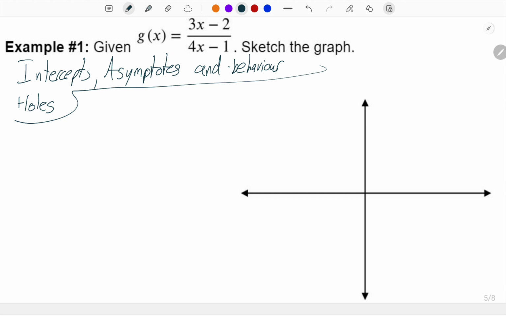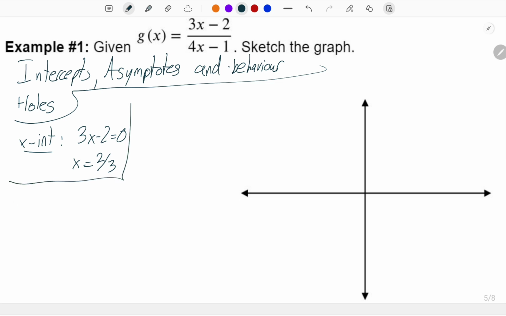So let's start with our intercepts, why not? Our x-intercepts always come from the numerator, because if you set a fraction equal to 0, you just need the numerator to be 0. So 3x minus 2 equal to 0 implies that x is equal to 2/3. Okay, so that is our x-intercept.